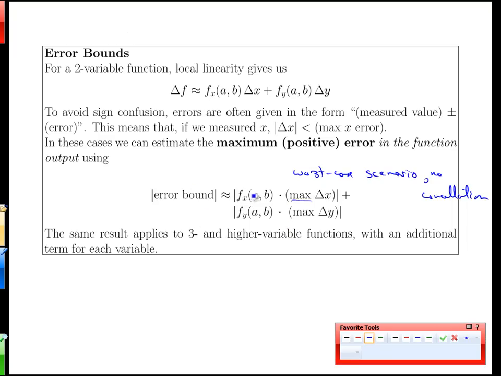It's pretty clear how this formula would generalize to functions of 3 or more variables. We just keep adding terms for each variable that's involved in the calculation.